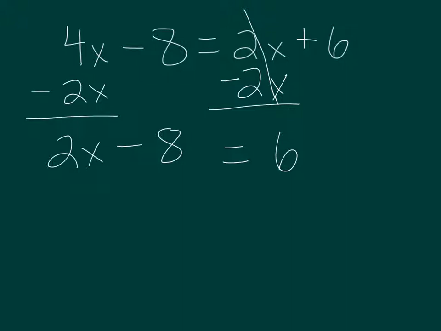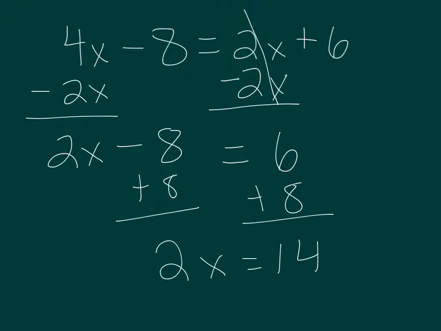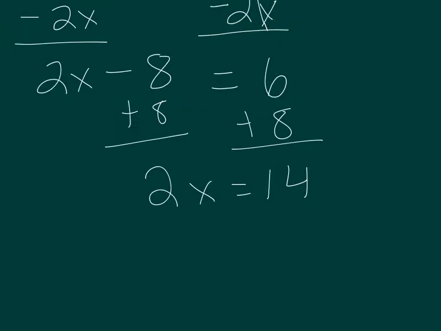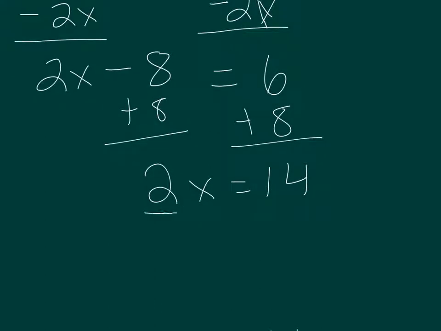We know how to solve this. I need to get all of my numbers onto the other side. So I'm going to add 8 to each side. And I get 14. So 2x equals 14. I now can do the final step. I need to divide each side by 2. 14 divided by 2 is 7. X is equal to 7.